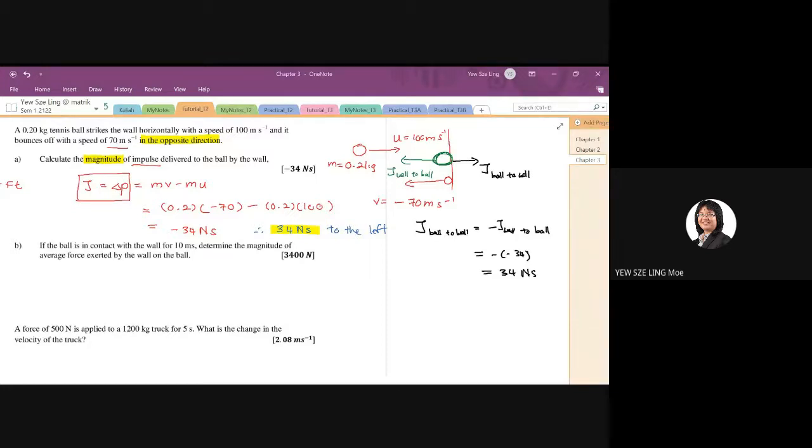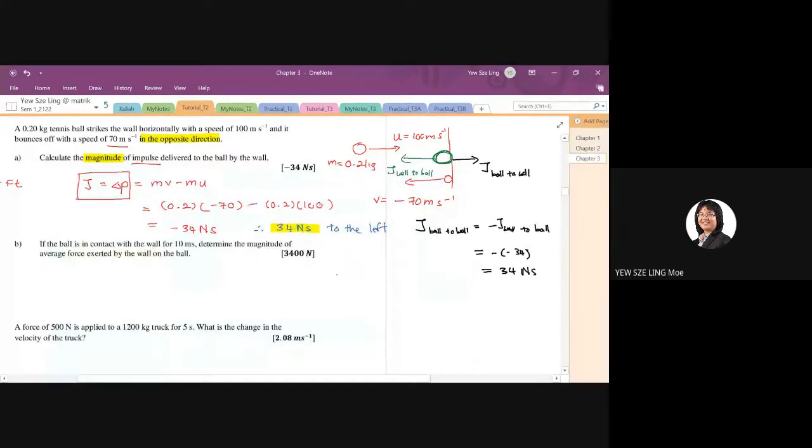The diagram shows you if you are going to look at the impulse of a ball on a wall, then it's going to the right hand side. So it depends on the question. Make sure you read the questions carefully. See whether the impulse is on the ball or on the wall. On the ball, then it's going to the left. On the wall, then it's going to the right.